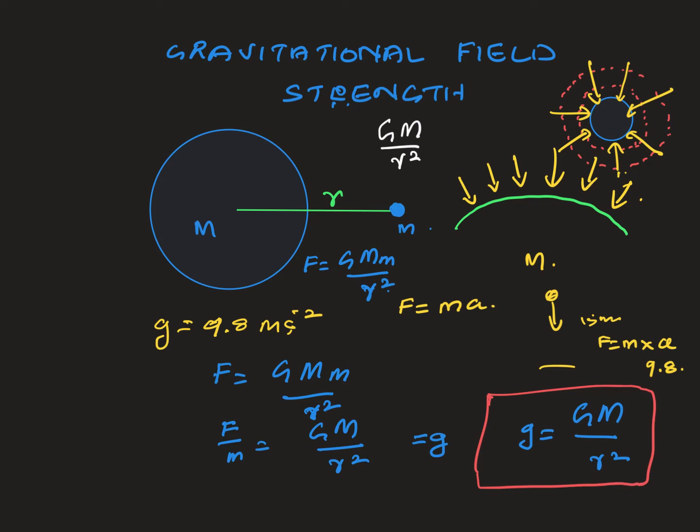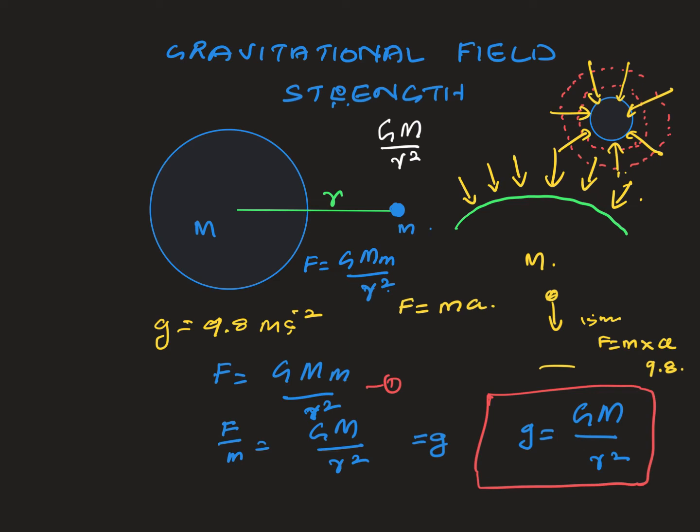To derive that, all you're using is the universal gravitational force equation, Newton's law, F equals G m over r squared. Then you divide the force by the mass and you get this equation, g equals G m over r squared.